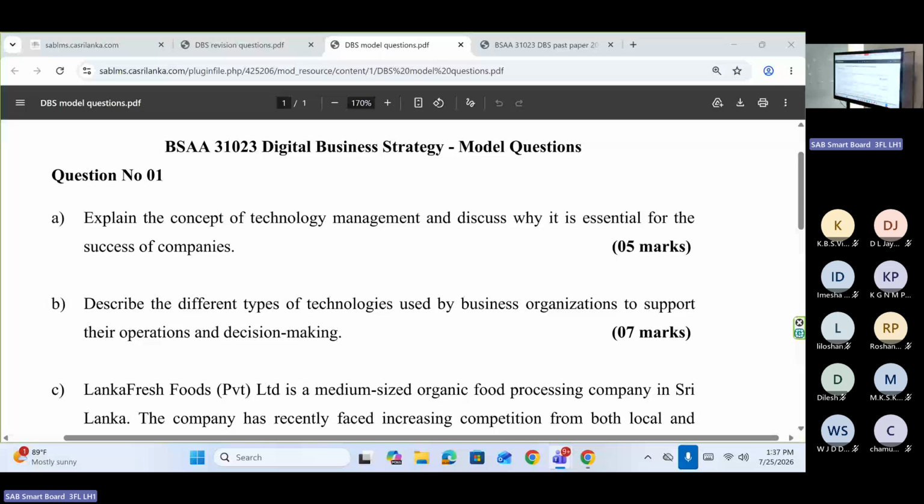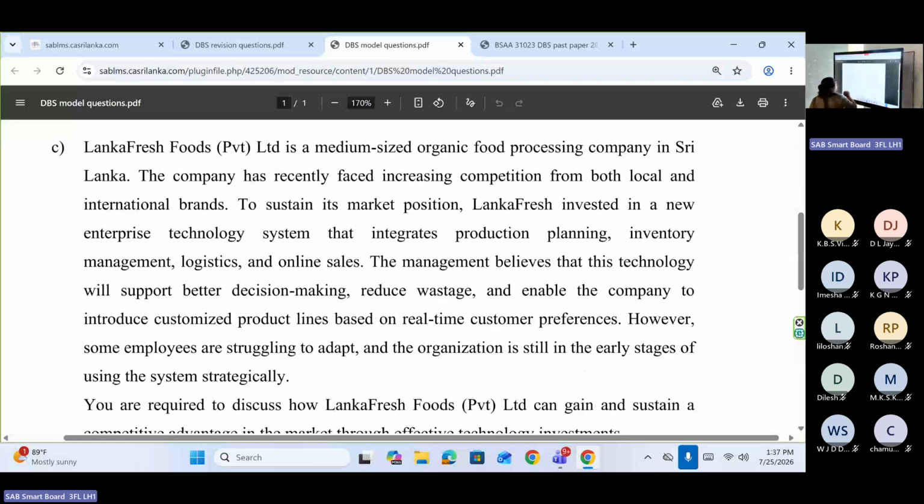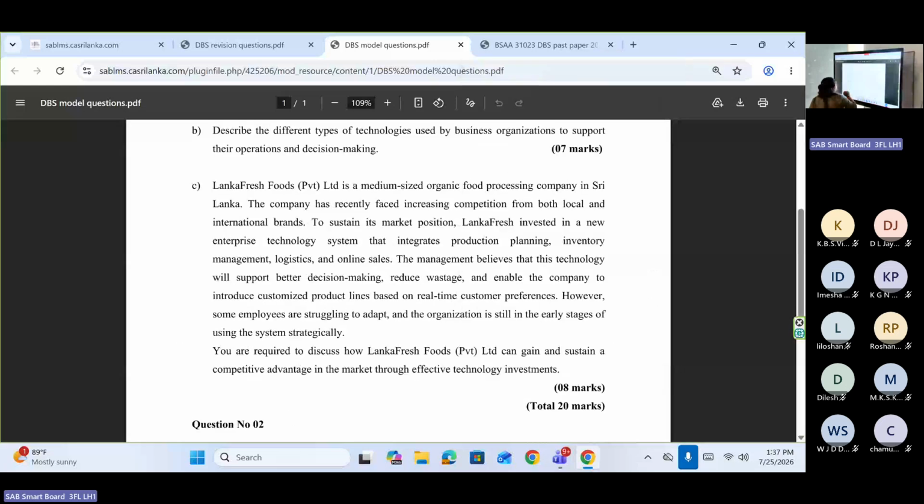Hello, madam. Yes, sir. Yes. Madam, can you go to the question C? Okay. Yeah. I have uploaded this document at the LMS in this week. I asked model questions. They Okay, are madam. done it. Okay, madam. Thank you.